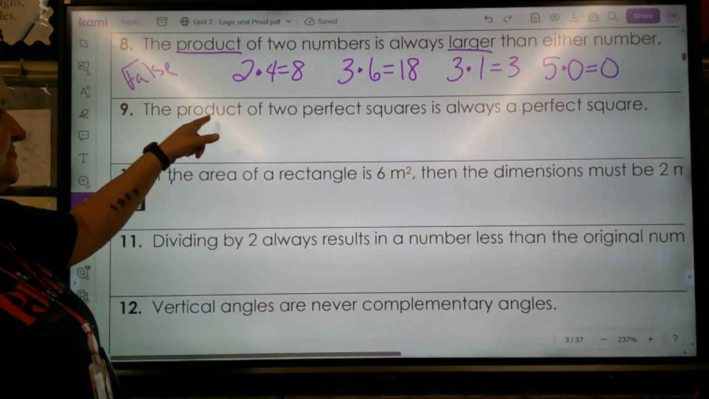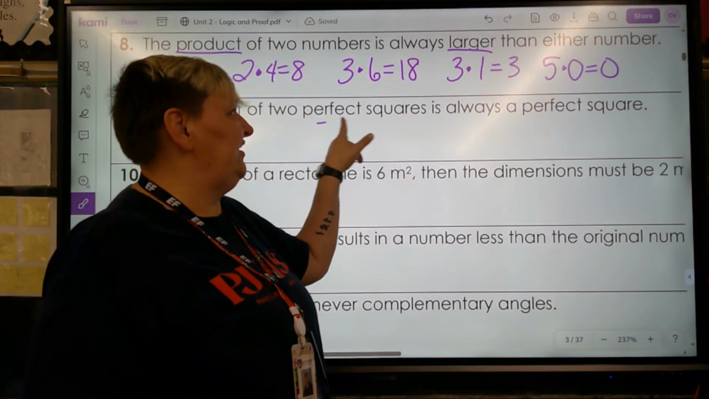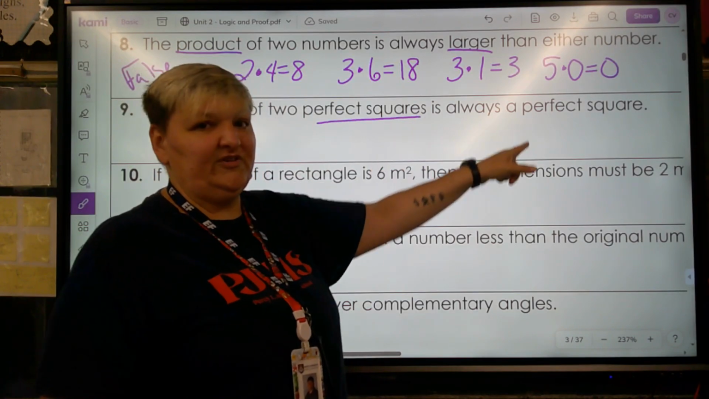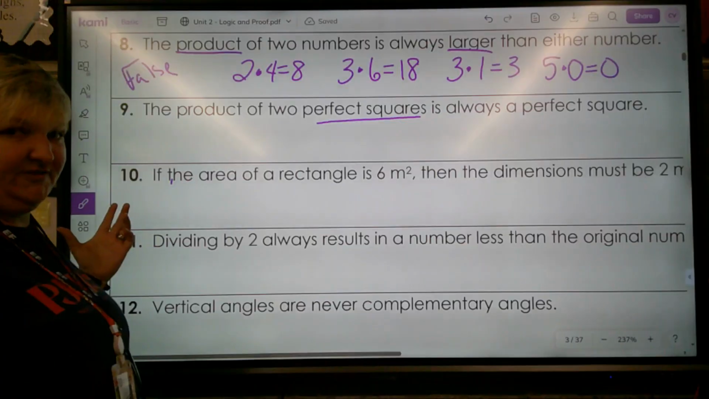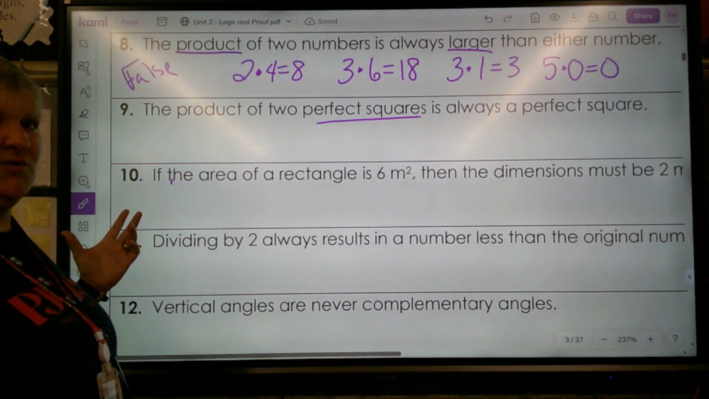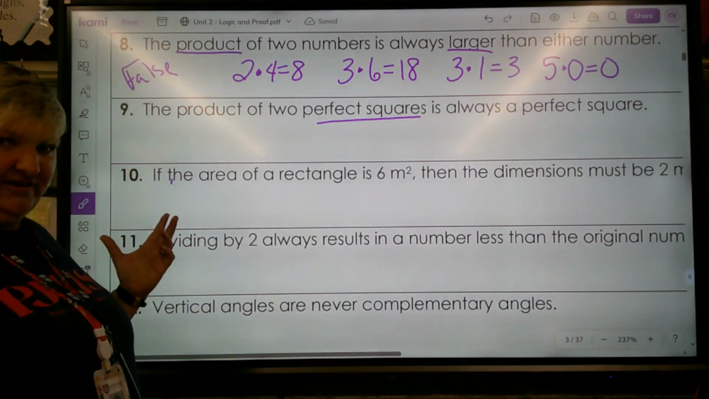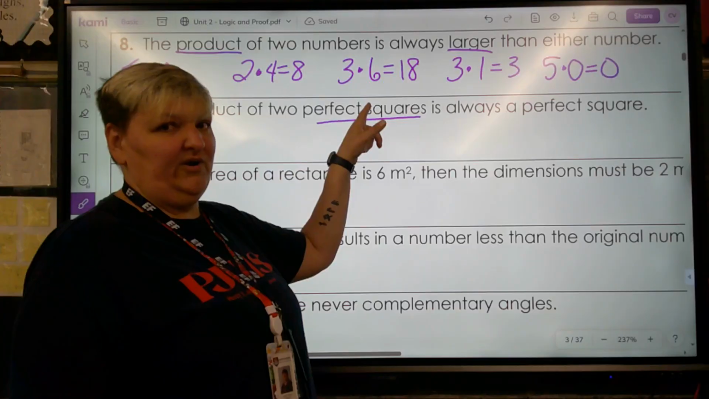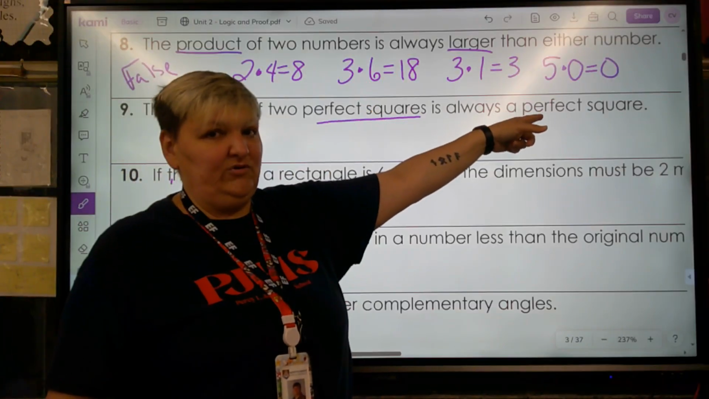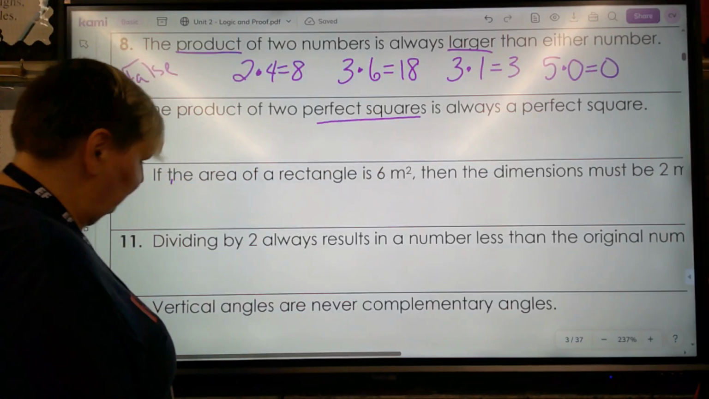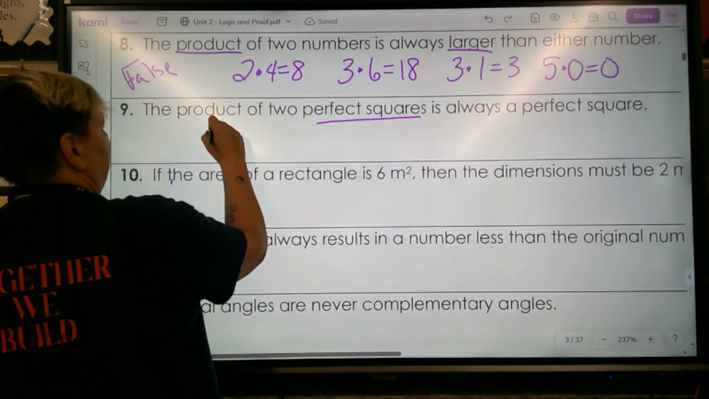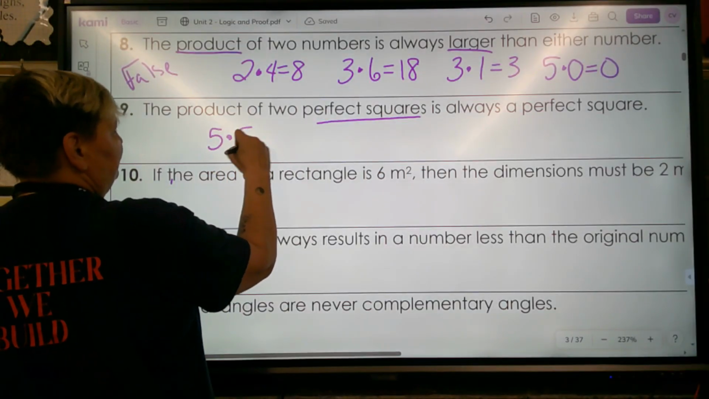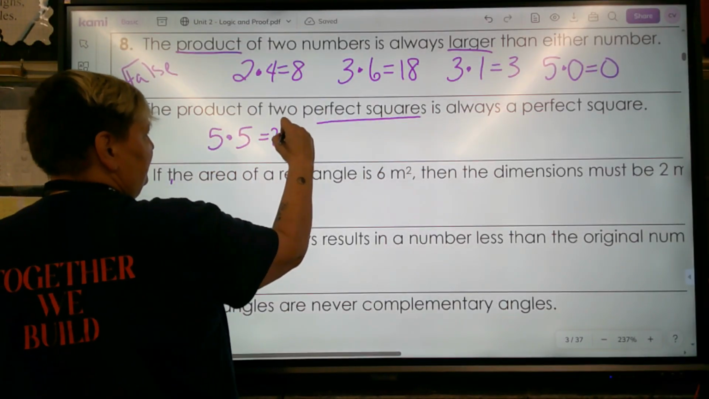The product, multiplication, of 2 perfect squares is always a perfect square. Remember, we just talked about perfect squares. Right? 9 is a perfect square because 3 times 3 is 9. So they're saying you can multiply any 2 perfect squares and it will give you a perfect square. Let's find out. Let's start easy. Perfect squares, and it gives you a perfect square.